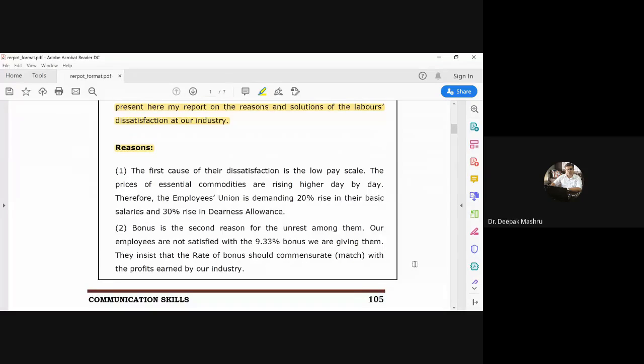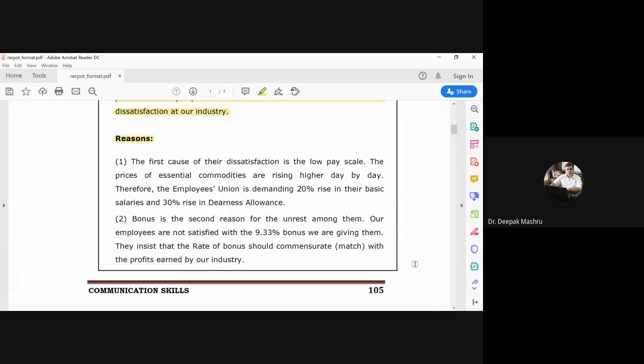Look at the first reason. The first cause of the dissatisfaction is the low pay scale, so we can underline this. This was the first problem: low pay scale. The prices of essential commodities are rising higher day by day. So the problem is that the prices are rising every day and their pay scale is the same. The salary is not increased, but the price of essential commodities is increased. That's a problem. Therefore, the employees' union is demanding a 20% rise in their basic salaries and 30% in their DA allowance.